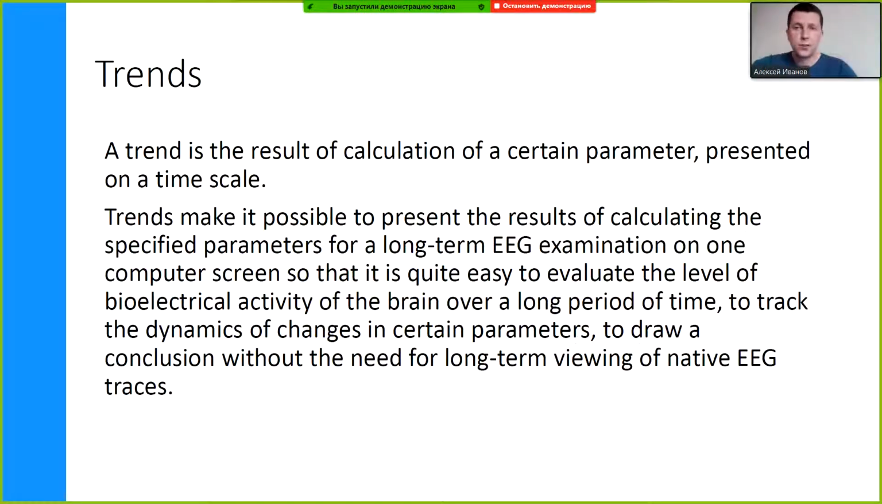So, what is a trend? A trend is a result of calculation of some parameters presented on a time scale. With the help of trends, we can see the whole examination on only one computer screen, and the result of calculation will be presented in a very easy way to understand, review and analyze. We can compare two different trends and make conclusions about the dynamics of different parameters, or make a conclusion without the need for long-term reviewing and analyzing of native EEG traces.